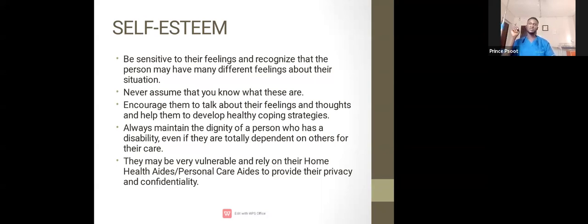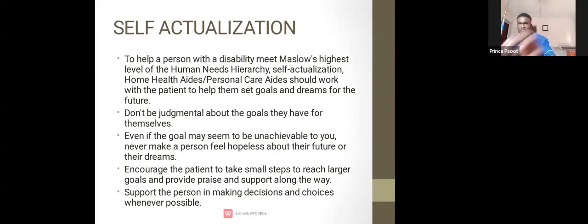Always maintain the dignity of a person who has a disability, even if they are totally dependent on others for their care. Always maintain their dignity. Don't disrespect them. Don't insult them. They may be very vulnerable and rely on their home health aides or personal care aides to provide their privacy and confidentiality.